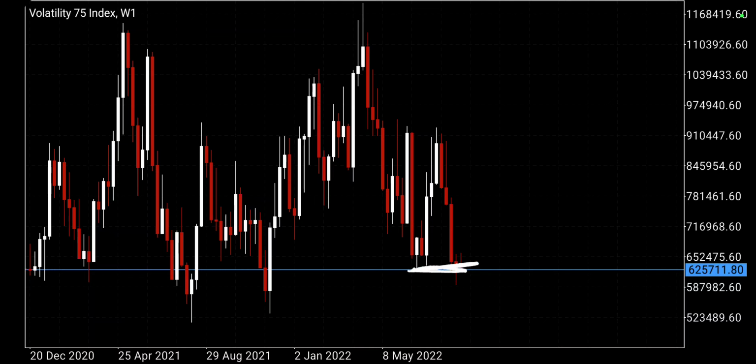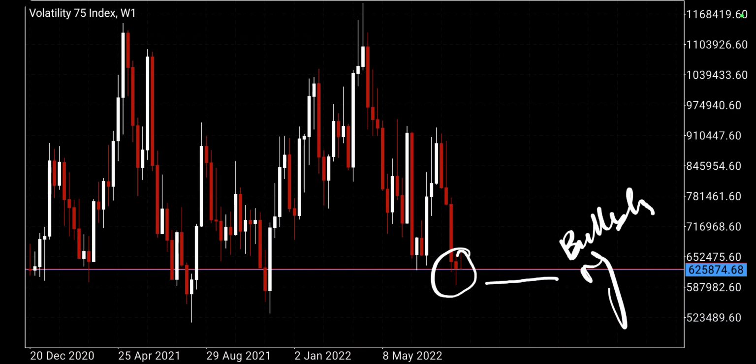Yes, they went lower than that, but they are failing to close outside. It was more like they just shot the level, but they ended up closing above. You see? So this is also not good for them, because this could be your bullish rejection candlestick on weekly, which is at the weekly support, and it is inside the monthly support.